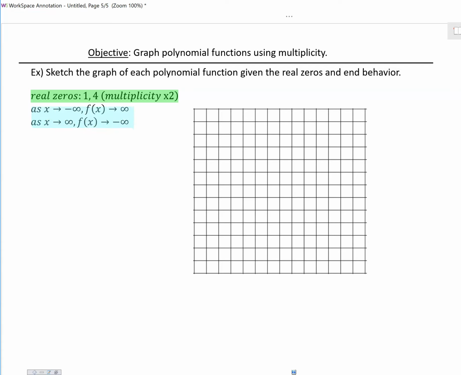So I want to make sure everybody knows how to interpret the real zeros information correctly. What we're looking at here is understanding that this multiplicity of 2 goes with the zero it directly follows, and that is the zero of 4. All right, so that is the zero that has multiplicity. So our zeros in this case are 1, 4, and 4 again. Okay, so we are going to draw our axes, and we want to make sure, of course, we draw our axes in such a way that we can graph these zeros.